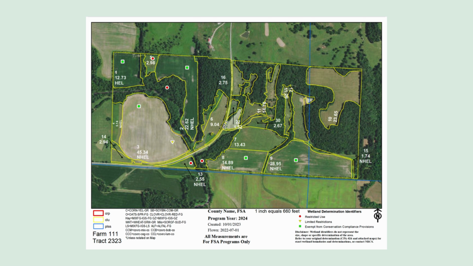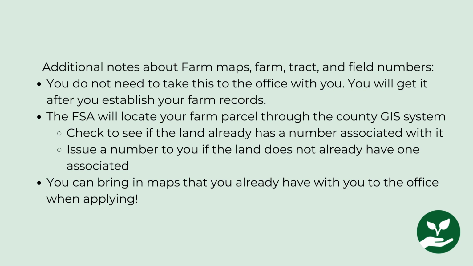On this map, you can see the numbers, and then you can see the 12.73, 4.34. This is the number of acres. And then the HEL stands for highly erodible lands. You do not have to worry about getting this ready before you go into the FSA office. This is something that you will get after you file your FSA records. However, if you have maps of your farm already from Google Earth or other mapping software, you can bring that in with you to the FSA office as they create the official maps of your farm.